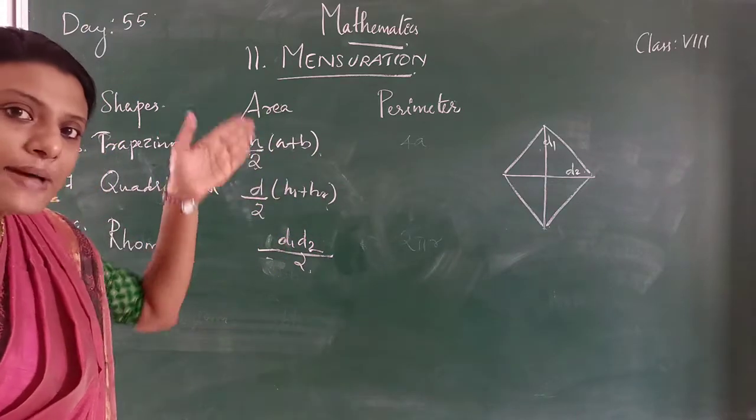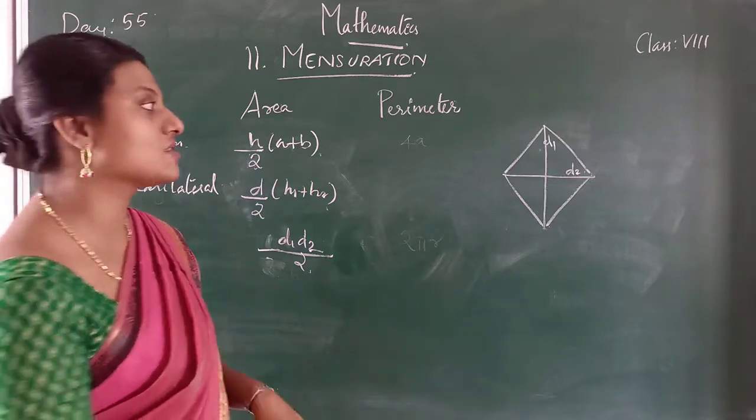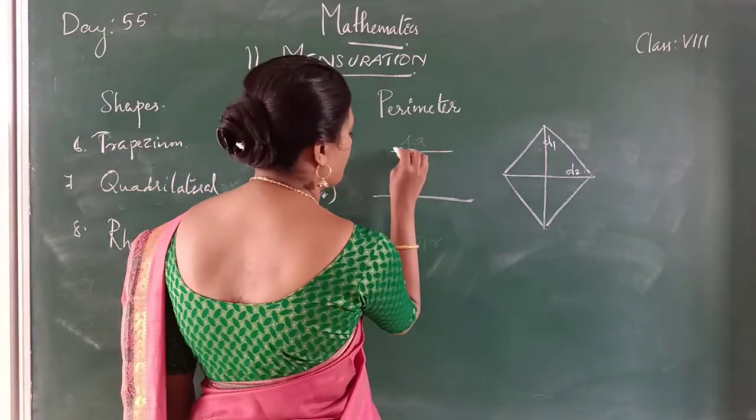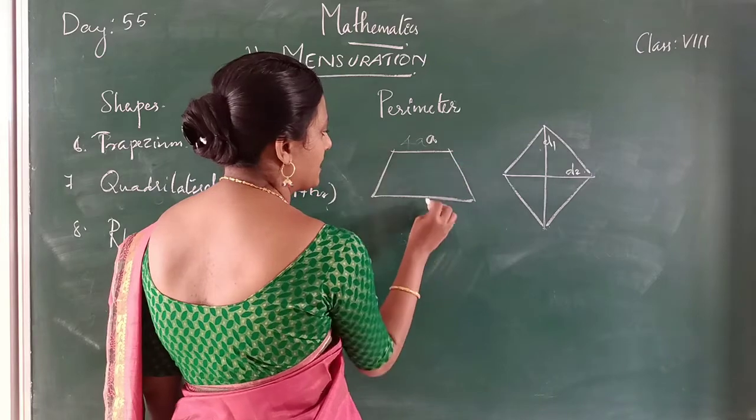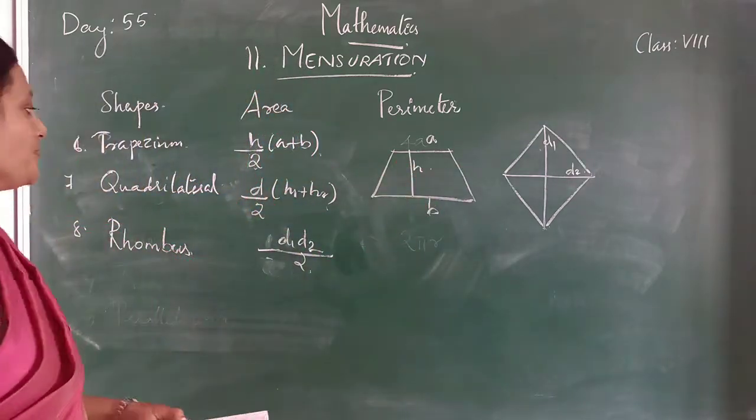H is the distance between the parallel sides. The perpendicular distance between the two parallel sides is called the height of the trapezium. That is, the parallel sides are a and b, and the distance between them is the height h.